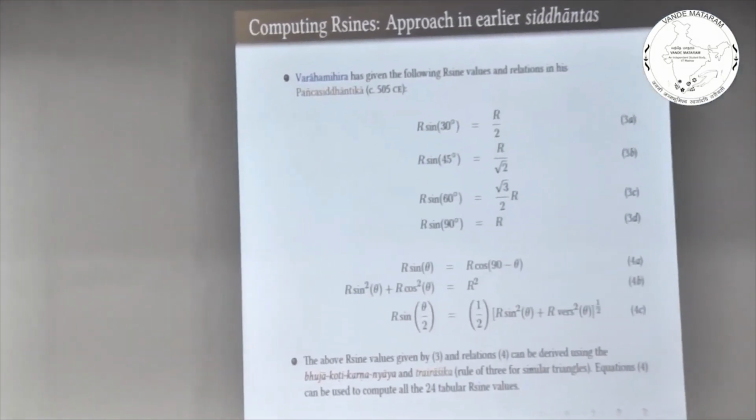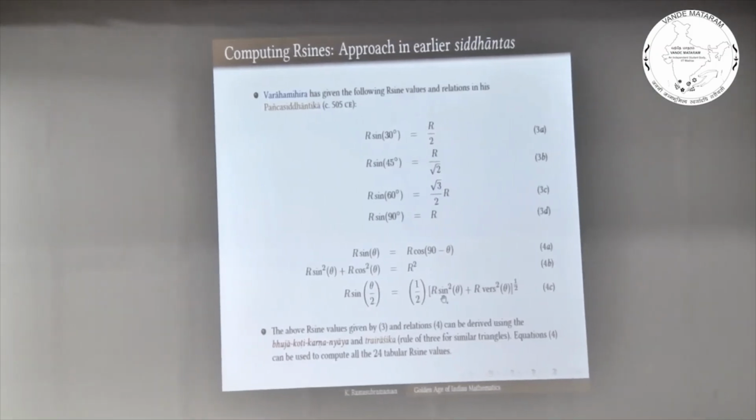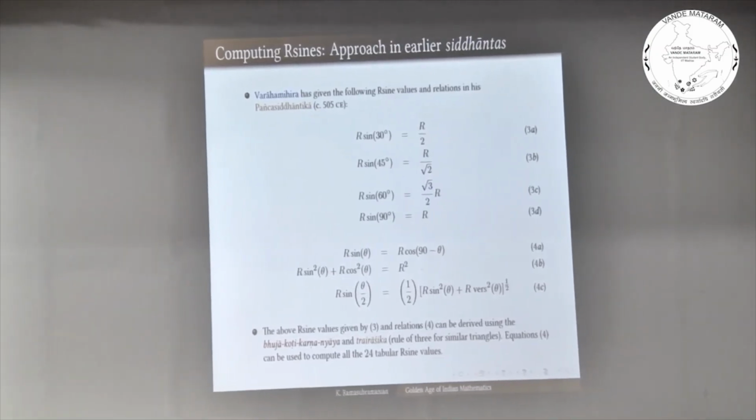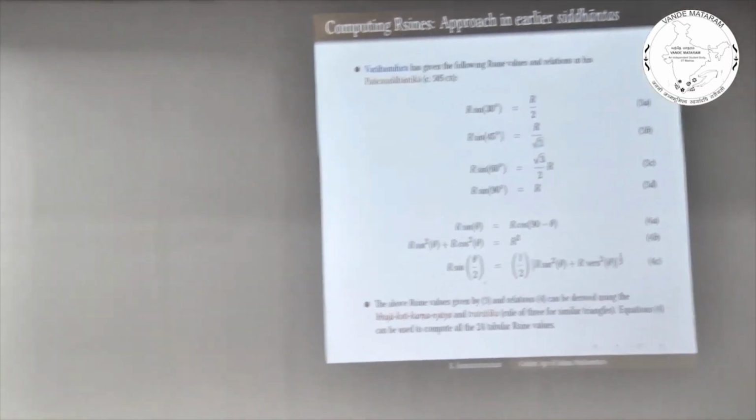See that it is R by 2, root of R by 2 and root 3 by 2 R. These 4 values. Once you know these values, then you will be able to construct the entire sine table. Let me tell you, all that is required is you need to know how to find a square root and how to find a square. If you know these two, then you can construct the entire sine table. That is what has been done in the ancient texts.